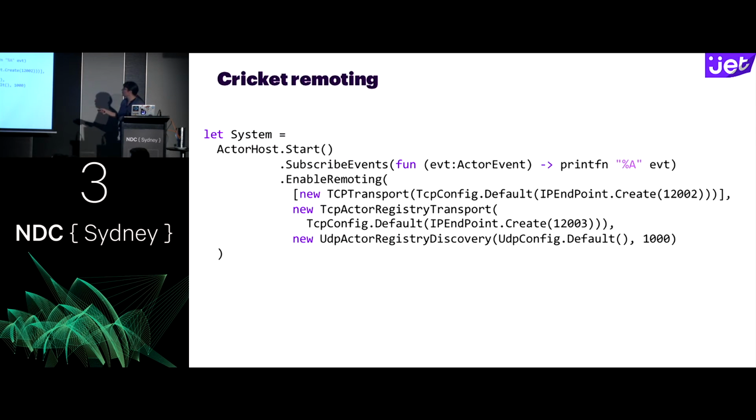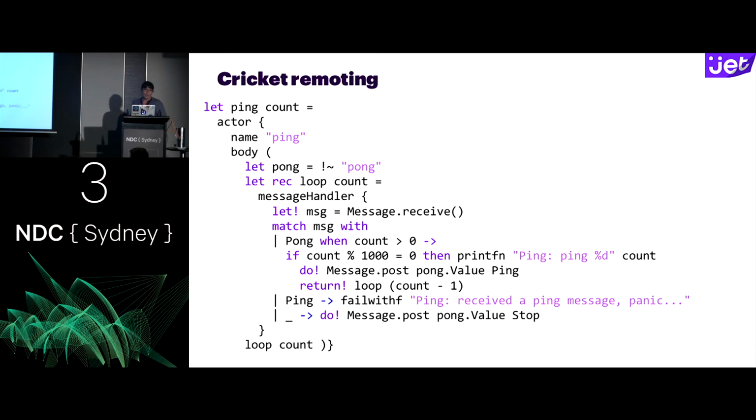The way to handle remoting is calling actor_host.start. You subscribe to events, and then you enable remoting by setting up a TCP transport and TCP actor registry transport, and making sure you have your endpoints and the registry discovery. So it's not that complicated. It's just a few actual lines to get that properly set up. And then you can do fun things like this.